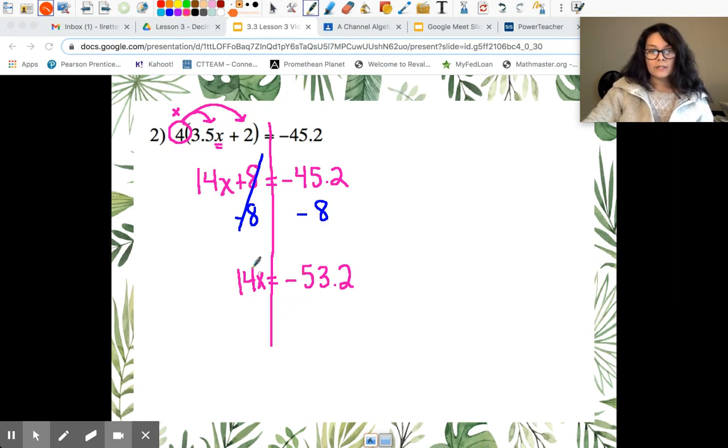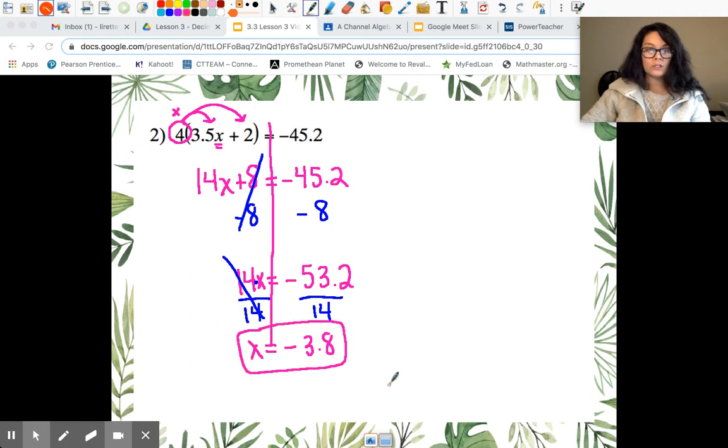The last thing I need to get rid of is this 14, which is touching my variable. A number touching a variable means they're being multiplied. The inverse of multiplication is to divide. What I do to one side, I must do to the other. And if I just divide that -53.2 by 14, I should get a -3.8. Again, just remember, you want to type that negative before you type that number. You should be getting a negative quotient here.